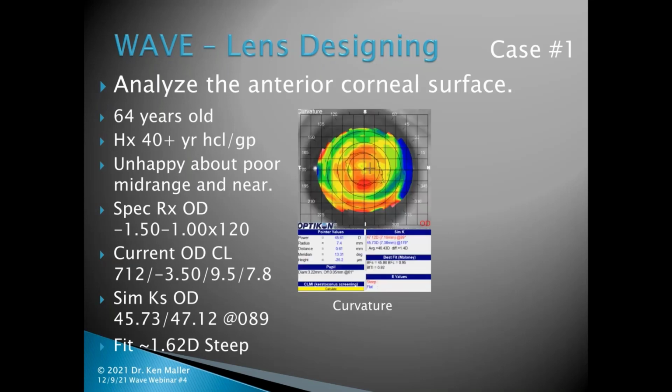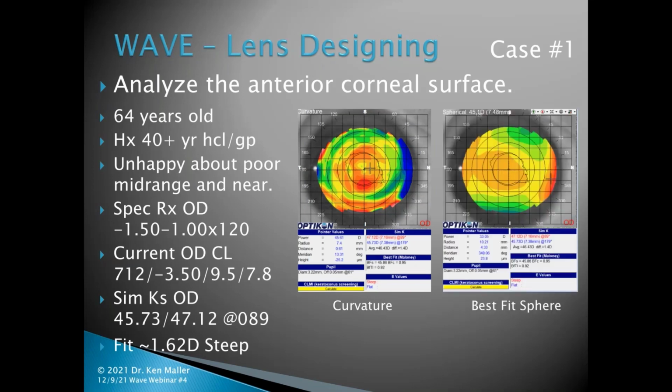So here's the curvature map of this particular patient, and here's the best fit sphere of that particular eye. Now you can see it's not a very pretty looking eye, and I will tell you that when this woman came in, that cornea was actually considerably uglier than that. This particular topography was after I had already had a chance to design a lens to rehabilitate that cornea into this more improved shape. So let's move forward.